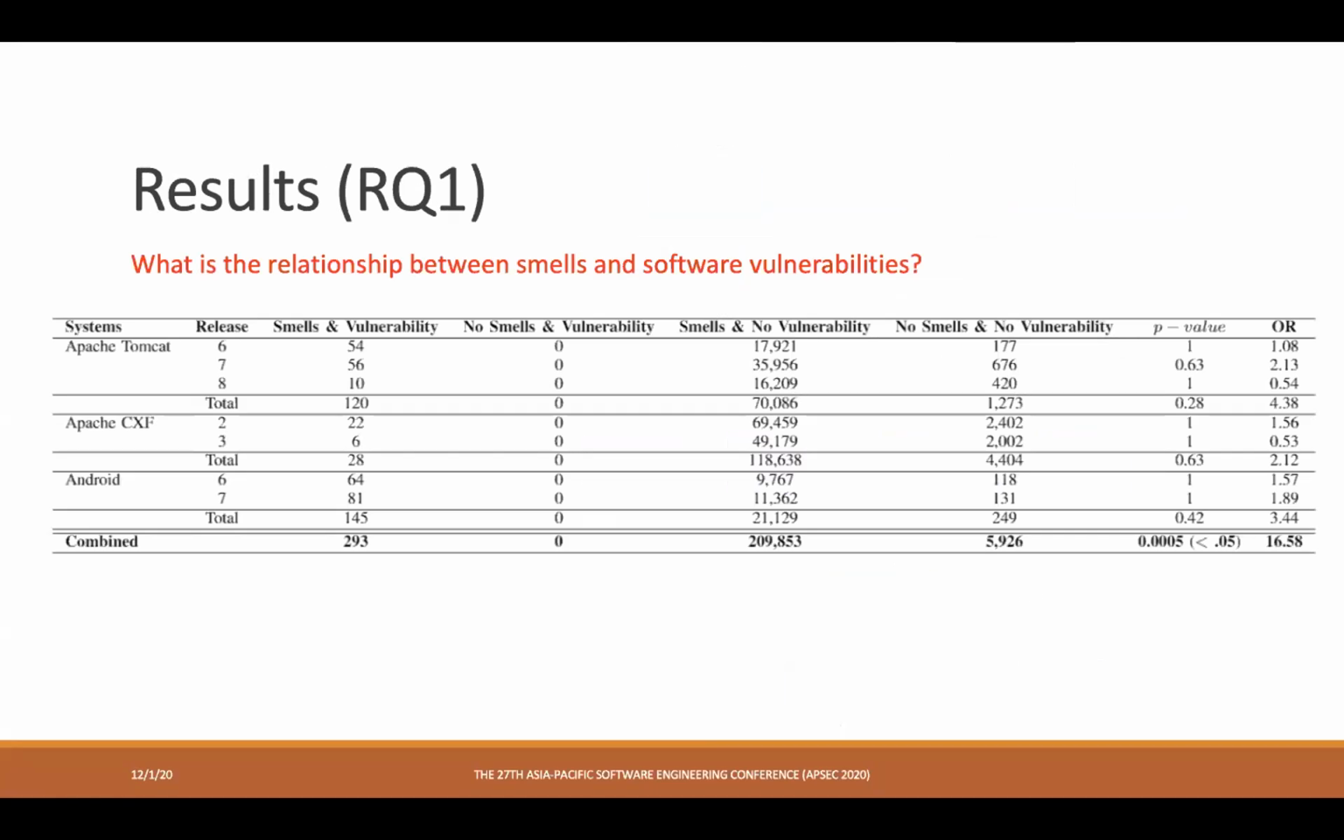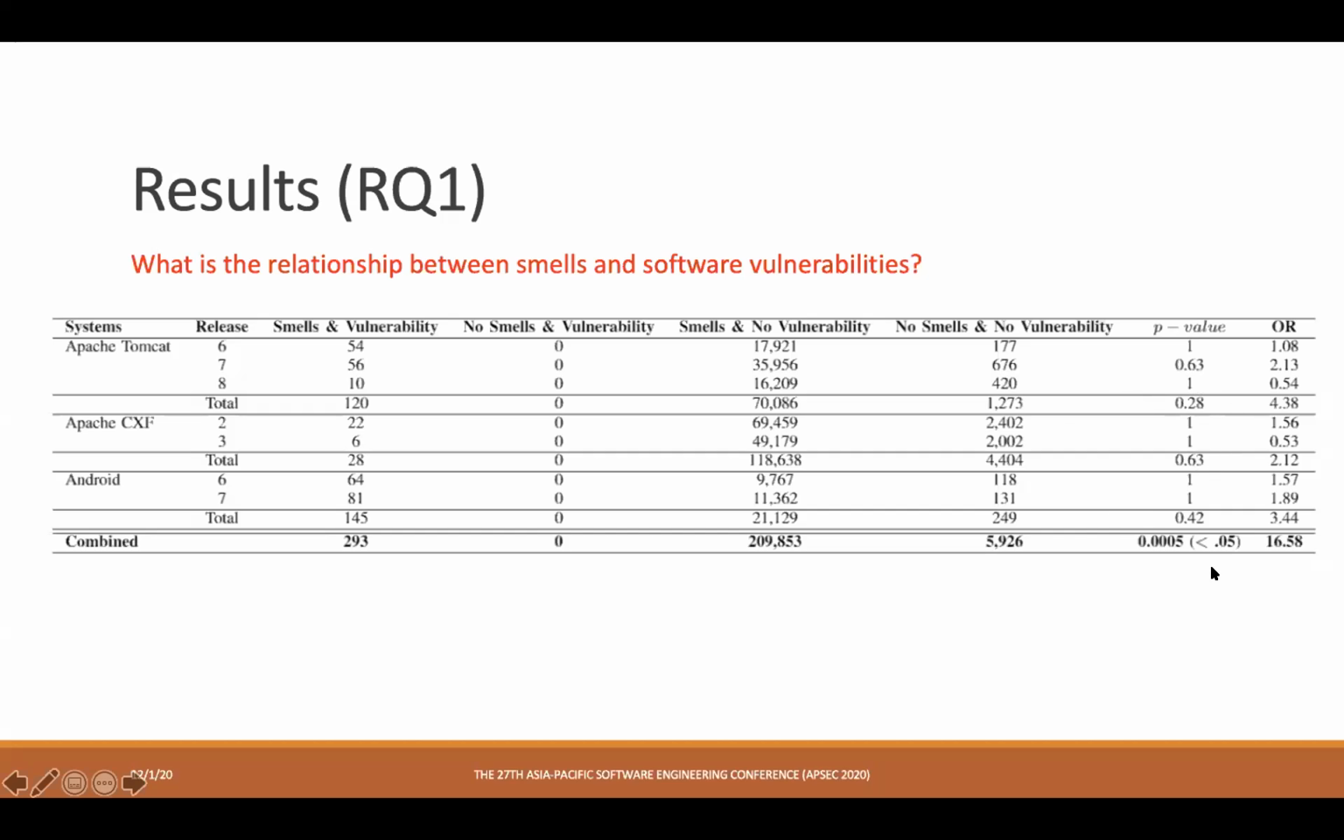So here is the result of our first research question, where we tried to identify the relationship between smells and software vulnerabilities. If you see this table, there are 4 basic columns: smells and vulnerability, no smells and vulnerability, smells and no vulnerability, and no smells and no vulnerability. These are the numbers of classes where we found both smells and vulnerability, either one of them, or neither of them. This table indicates the result after the statistical analysis.